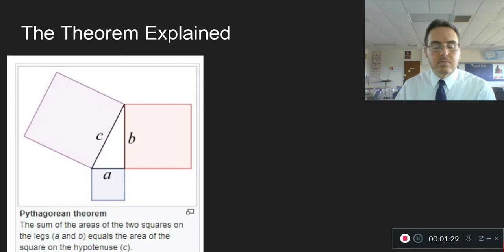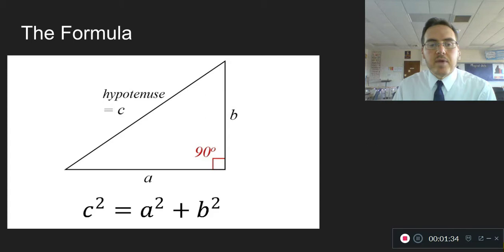Let's look at the formula. So the hypotenuse, that's that big fancy word for the long side that is across from the 90 degree angle. And then A and B are the adjacent sides. Adjacent is a fancy word for next to, like a neighbor. So A and B are neighbors of the 90 degree angle. C squared, that's the square made from the side length of the hypotenuse, is always gonna have the same area as A squared plus B squared. It just always works out.